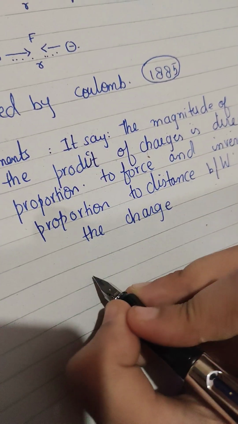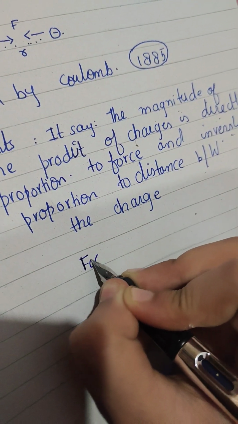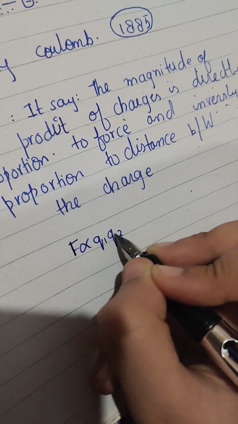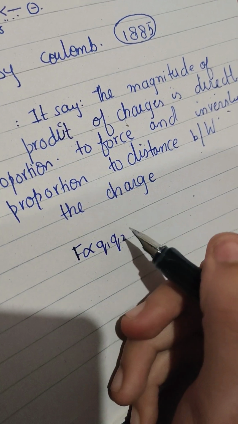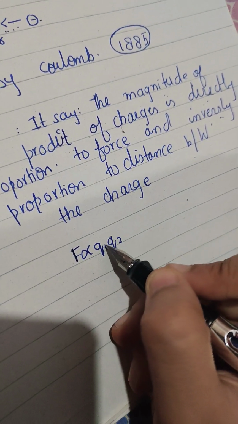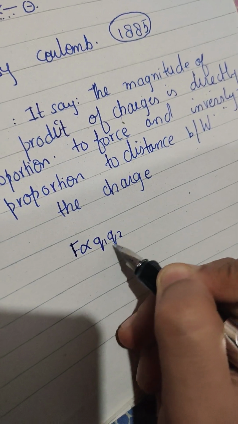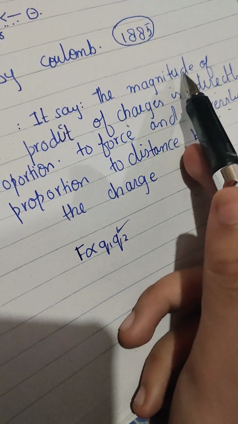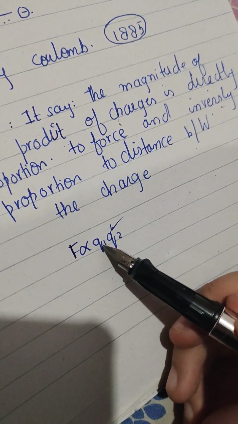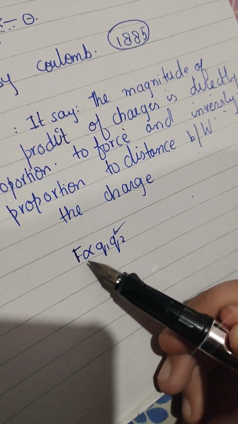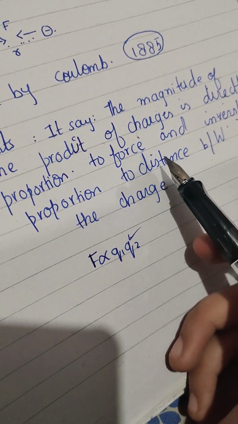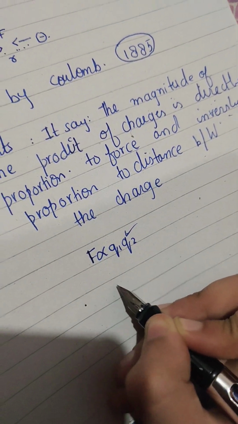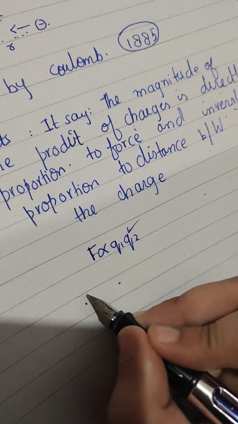If I write it mathematically, F is directly proportional to the charges. There is no sign present between them, no plus sign, only a multiply sign. When they are present in this form, that is known as the product form. So if we read the statement, the magnitude of the product of the charges is directly proportional to the force. These are the charges that are directly proportional to F.